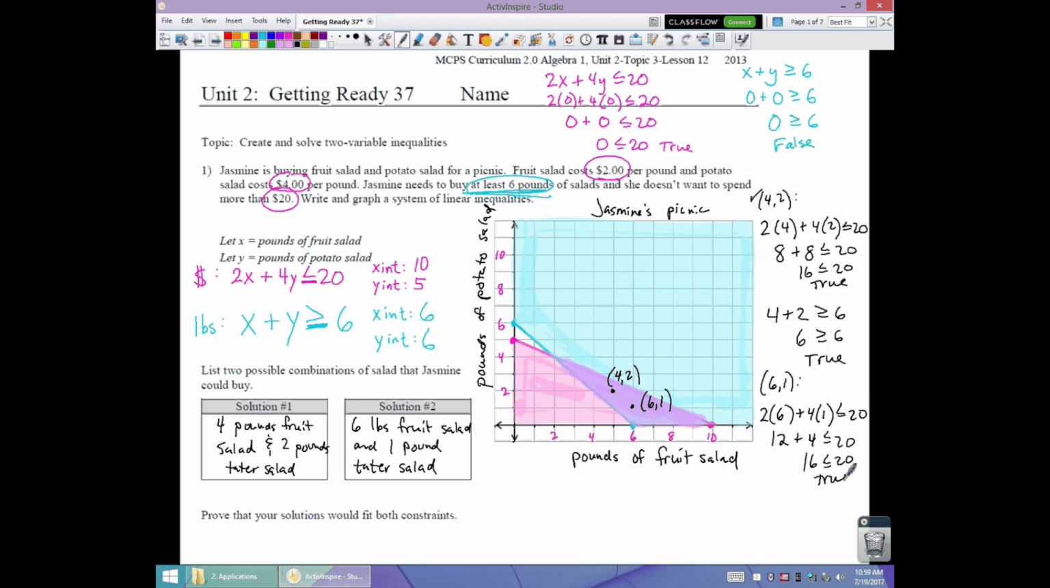That's true. And when I substitute it into the second inequality, the blue one, 6 plus 1 greater than or equal to 6, 7 is greater than or equal to 6 is also true. So I showed that that one worked too.